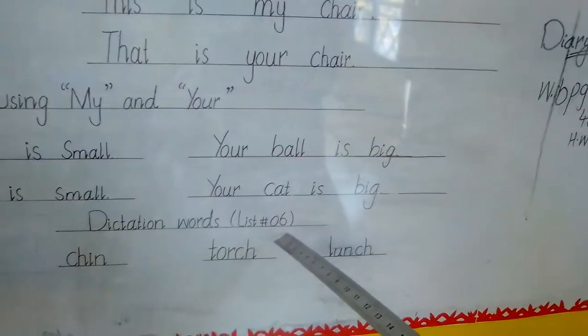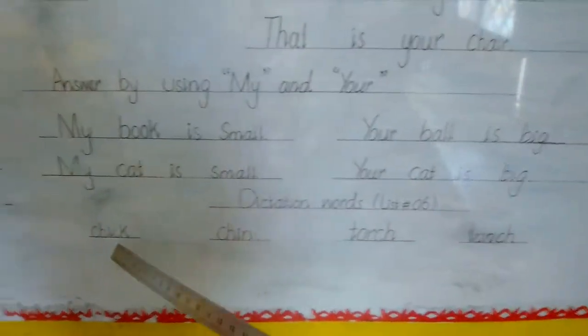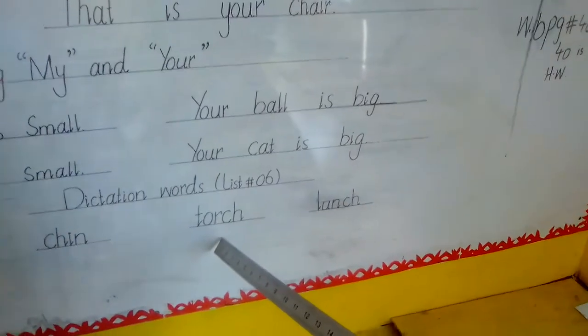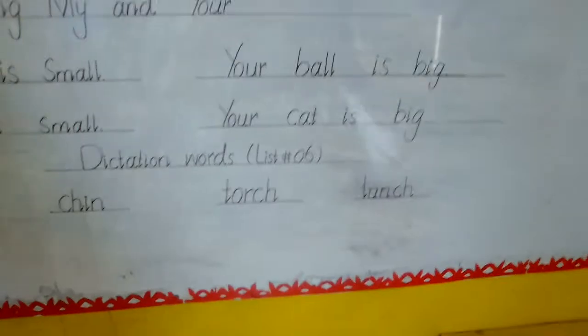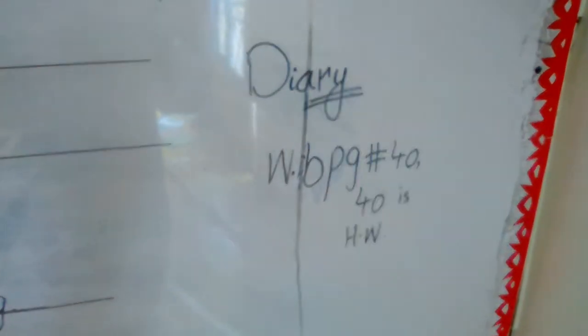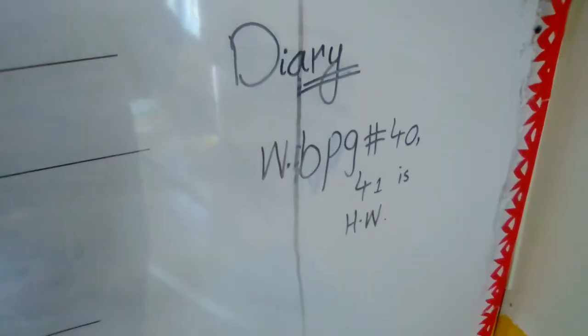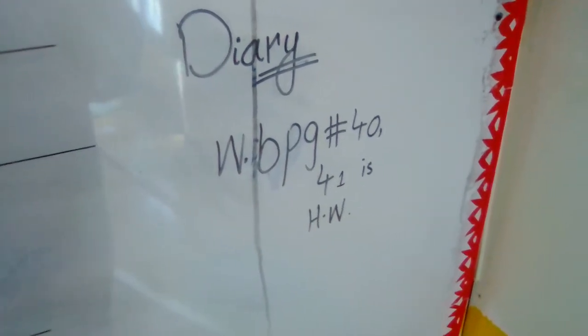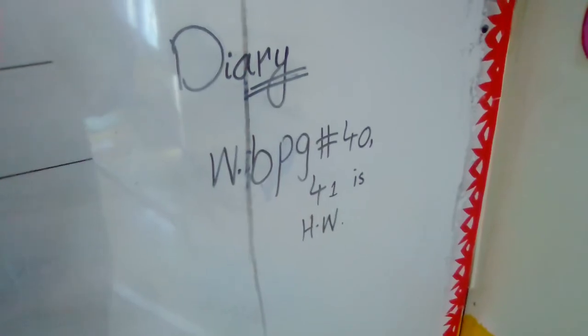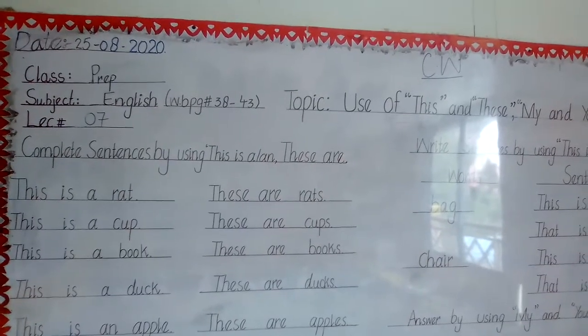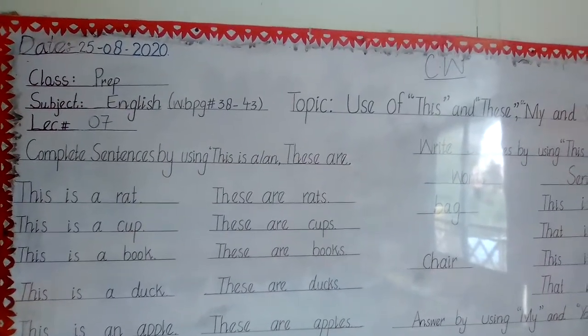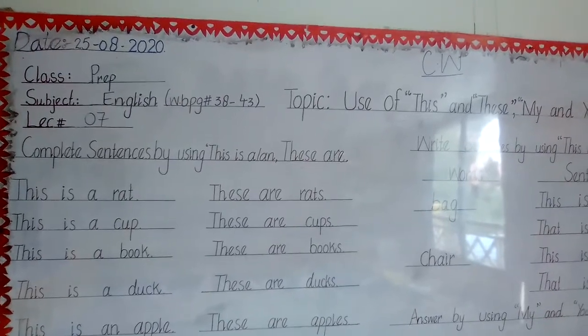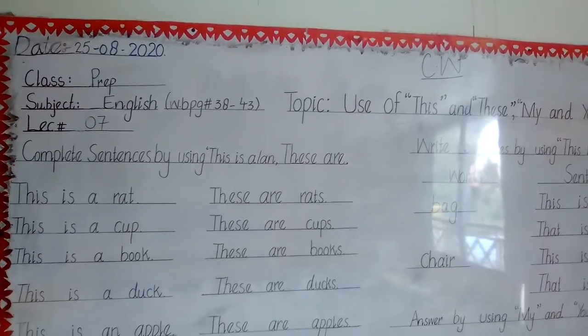Next we have dictation words. Dictation words list number 6. First one is chick, chin, torch, lunch. Workbook page number 40 and 41 is your homework. You have to complete these working with your parents. It was all about today's lecture. You have to learn these topics, use of this and these, my and your, with your parents.